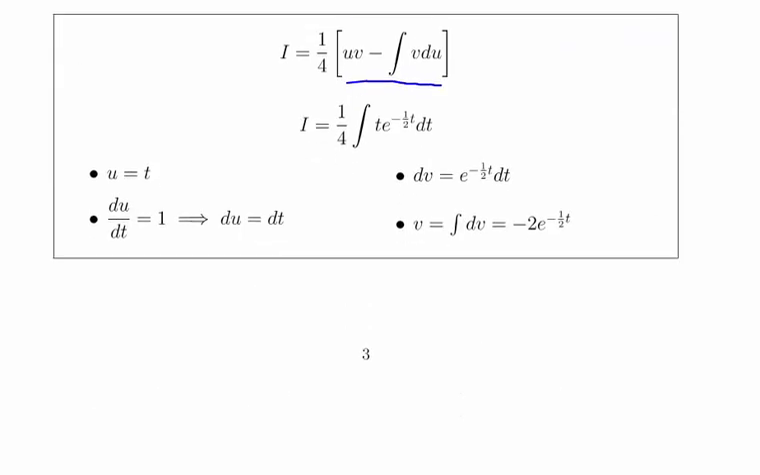What we're going to do is let u equal to t. That means du/dt is equal to 1. That means du is equal to dt. dv is the exponential, the e to the minus 1/2 of t dt. And when we integrate that, we get minus 2 times the exponential of minus 1/2 of t.